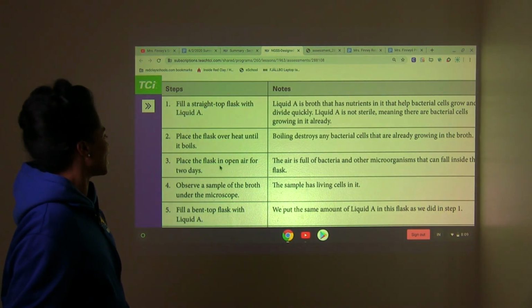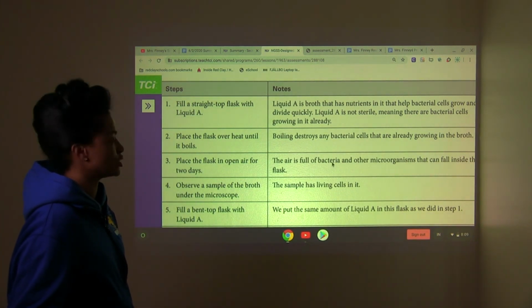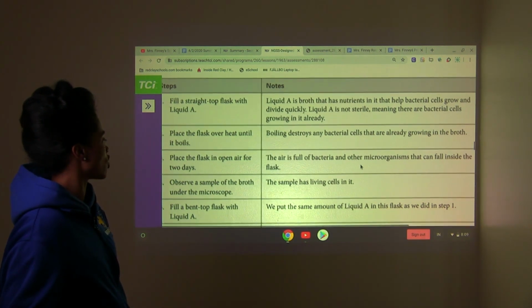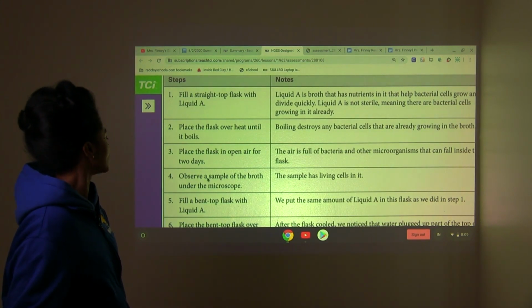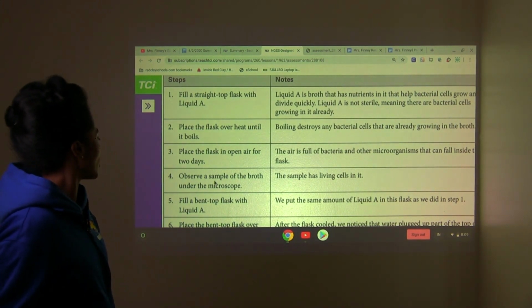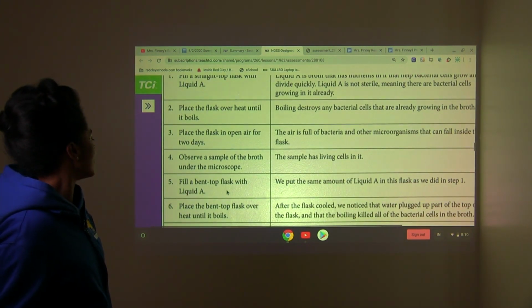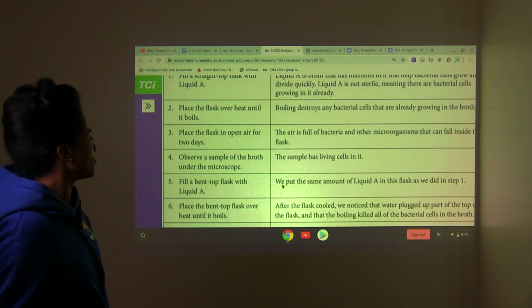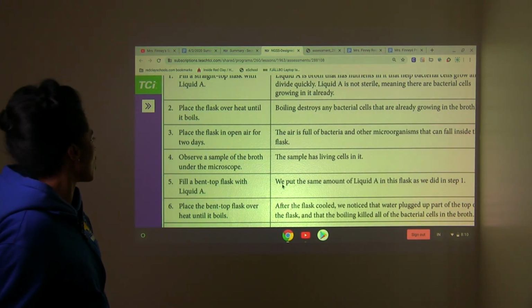3, place the flask in open air for 2 days. The air is full of bacteria and other microorganisms that can fall inside the flask. 4, observe a sample of the broth under the microscope. The sample has living cells in it. 5, fill a bent top flask with liquid A. We put the same amount of liquid A in this flask as we did in step 1.